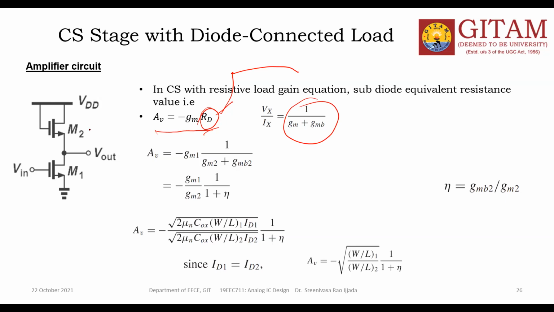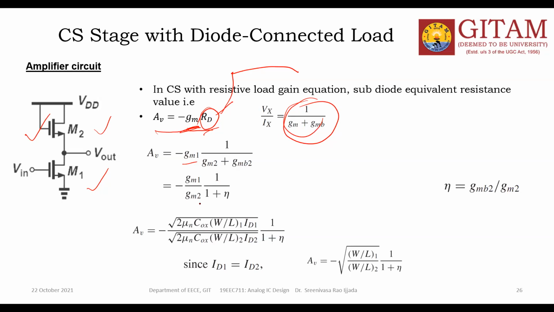Since there are two elements, M1 and M2, the first element's components should be written with 1 and the second element's components with 2. So gm here is gm1, and for the second element, which is the top element, it is 1 by gm2 plus gmb2. Accept or not?